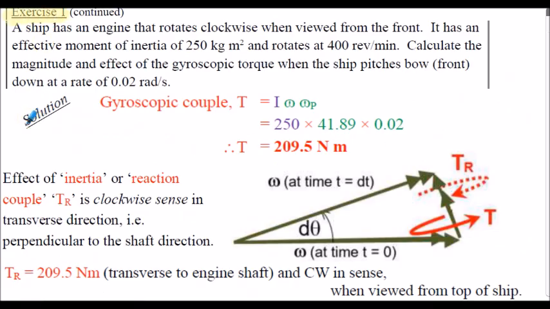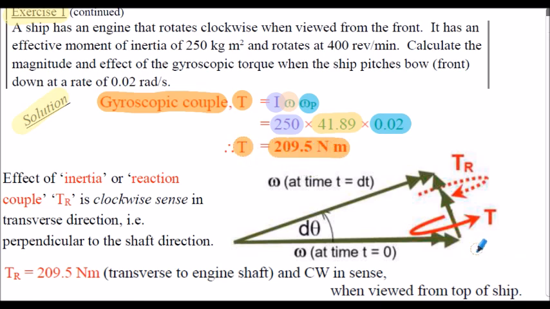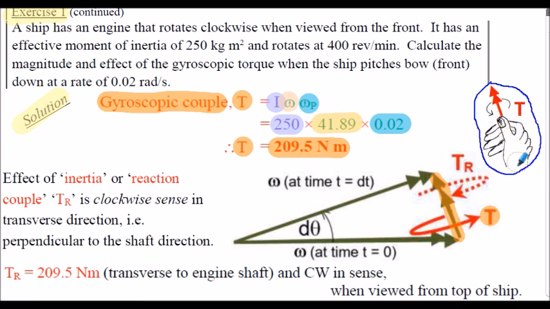Exercise 1, solution continued. So here's a calculation for the gyroscopic couple or gyroscopic torque. Capital T is I multiplied by omega multiplied by omega p. Inserting the values from the previous slide, the applied gyroscopic couple is 209.5 Newton meters. So the gyroscopic couple is in the sense given by this double-headed arrow here. The change in velocity on our velocity vector diagram, that's applied torque T. And if it helps, here's a sketch of the right-hand screw rule showing the rotational direction of applied gyroscopic torque T.